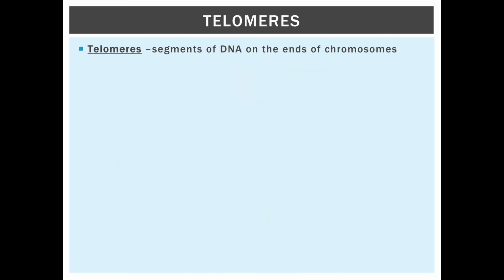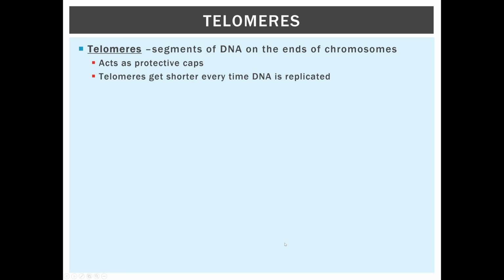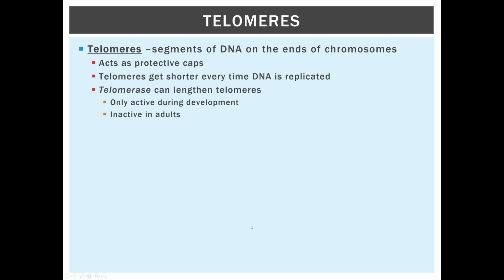And the last thing in this section is about telomeres. Telomeres are segments of DNA on the ends of chromosomes, and they provide a little bit of buffer because every time your DNA is copied, the way that DNA polymerase works is it can't quite reach the end of the chromosome. So every time your DNA gets copied, you lose a little bit off the end. The telomeres act as protective caps, and every time you copy DNA, the telomeres get shorter and shorter.